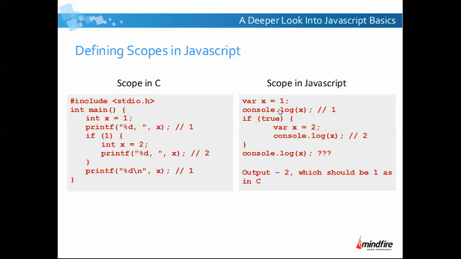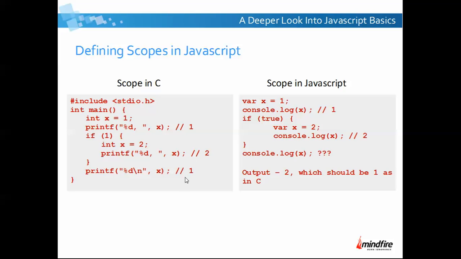Now let's see the same program in JavaScript. So this x is a global variable which has the value 1, and it prints 1. If it is true, then we have again redefined this with x equal to 2, and console.log x prints 2. And now after we come out of this block, we are again printing this value. So what should be the output?